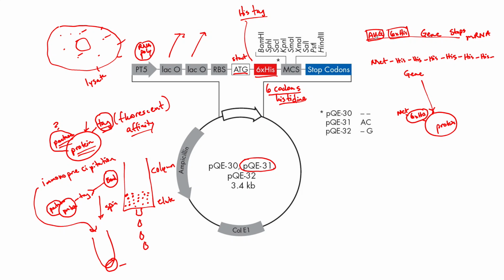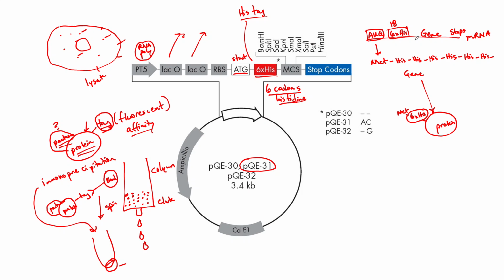Remember that mRNAs are read in triplets. In other words, the message of the mRNA is read 3 bases at a time. So here you have 3 bases, and that encodes for methionine. And here you have 3 times 6, you have 18 bases, each triplet of which encodes a histidine.